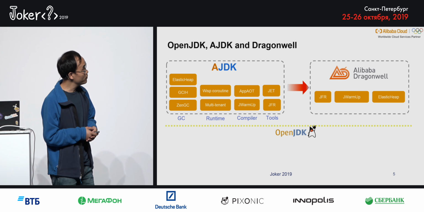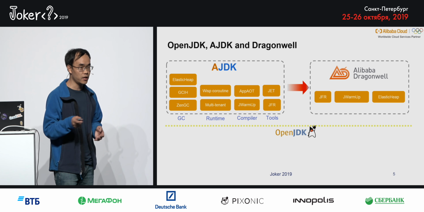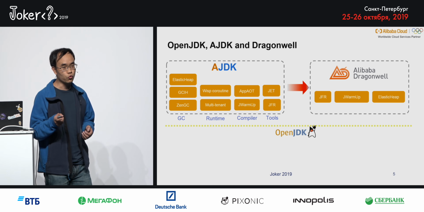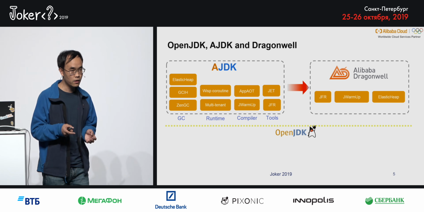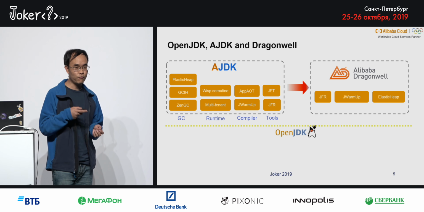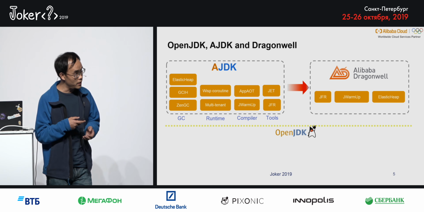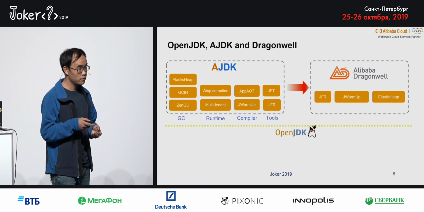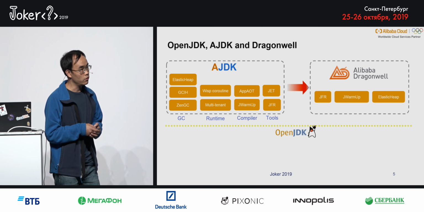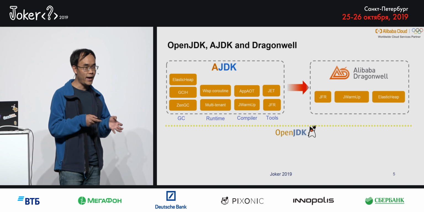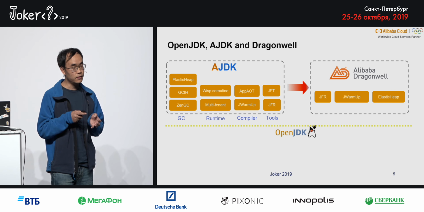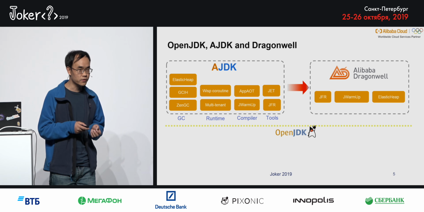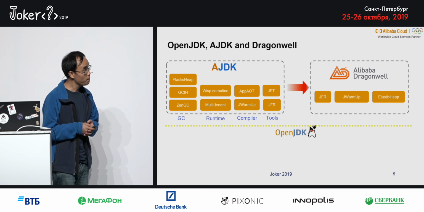We also implemented Wisp. Wisp is very similar to Loom. Loom is an OpenJDK project which implements lightweight threads, doing scheduling at the user level. You can write code in a synchronous style, but get the performance of asynchronous code.